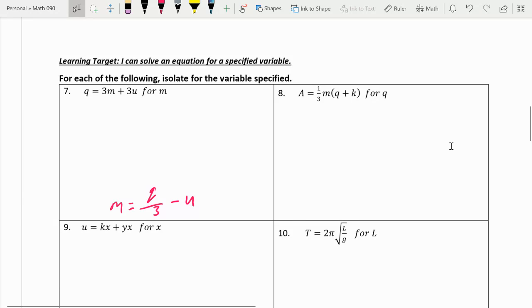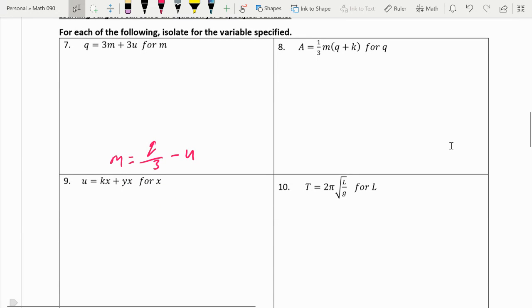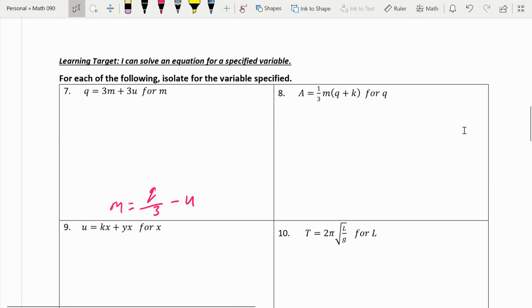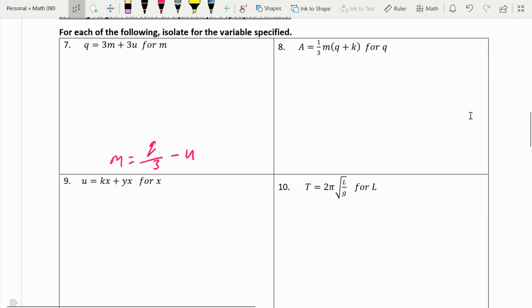All right, these problems you're solving, I'm not going to do all of them for you, but you'll see number 7. There's the answer. Again, if you have a hard time, please email one of your teachers for help, and we'll try to help you out.